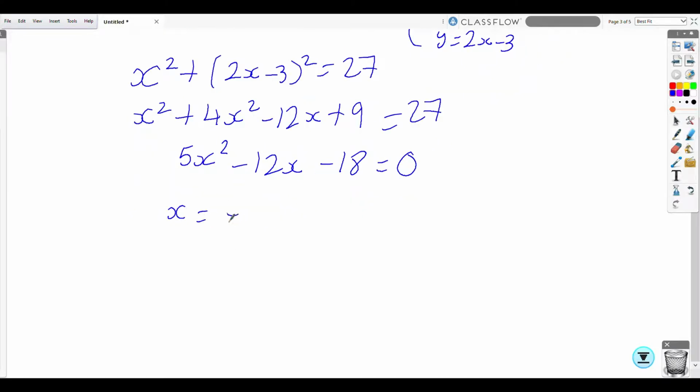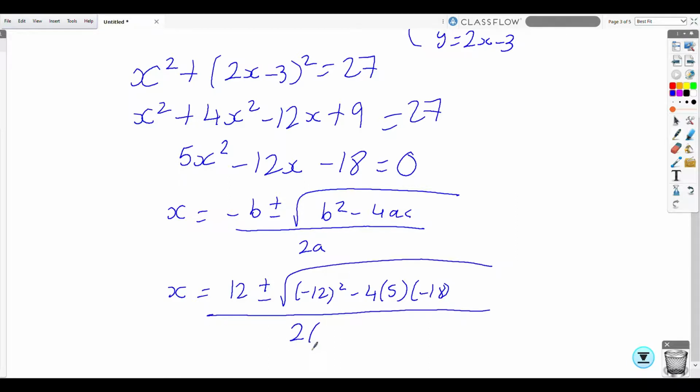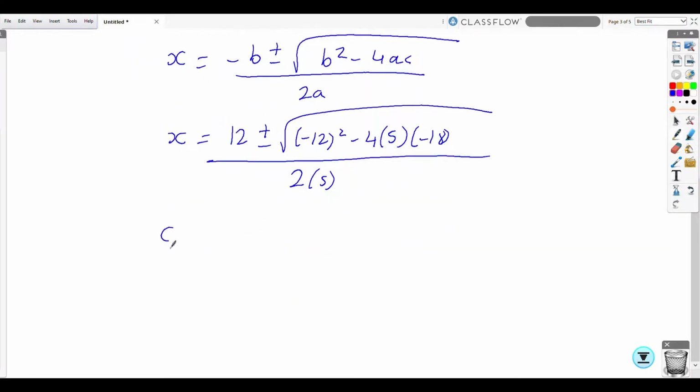So once again, remember the quadratic formula is minus b plus minus the square root of b squared minus 4ac over 2a. So let's substitute our values in. Our value of b is minus 12. So minus 12 is going to be a positive 12 plus minus the square root of minus 12 squared minus 4 lots of a, which is 5, and c, which is minus 18, all over 2 lots of a, which is 5. Now you get two solutions, a positive and negative solution, when you plug this into your calculator. So let's do that right now.